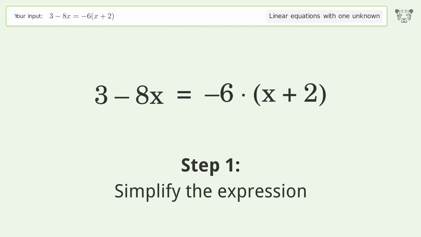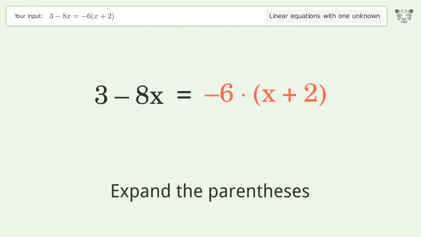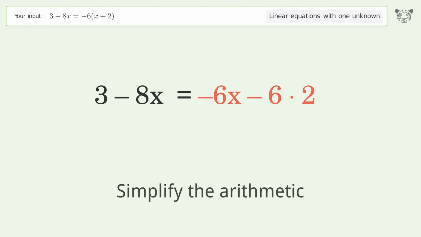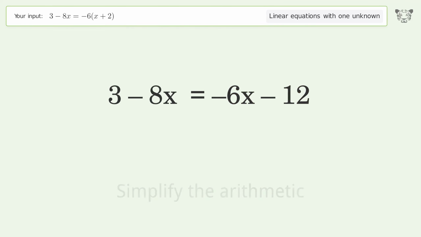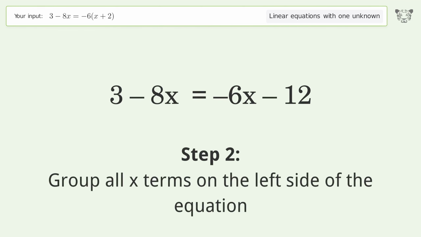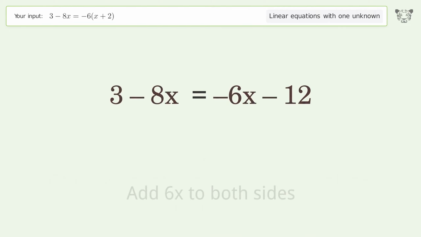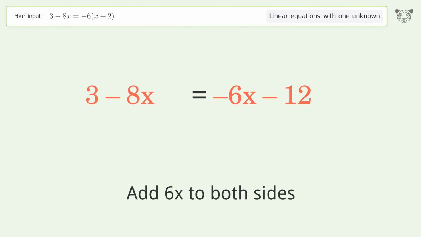Simplify the expression. Expand the parentheses. Simplify the arithmetic. Group all x terms on the left side of the equation. Add 6x to both sides.